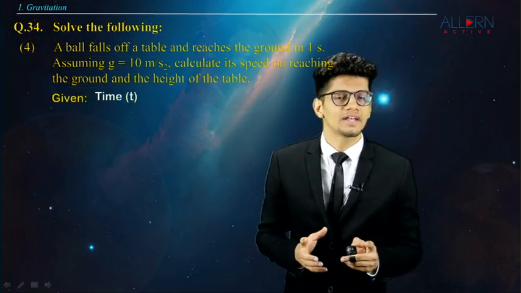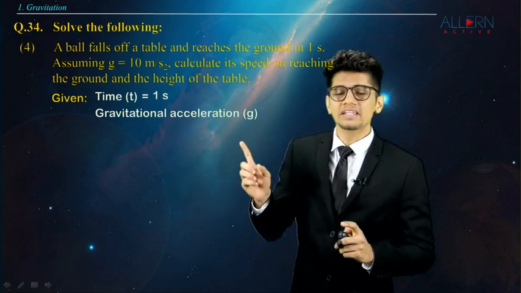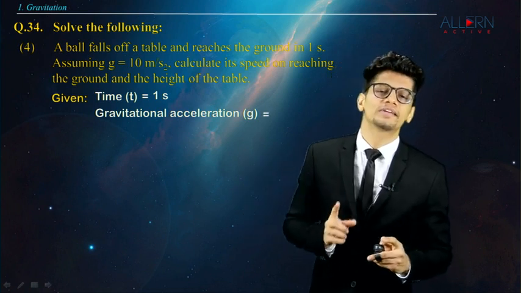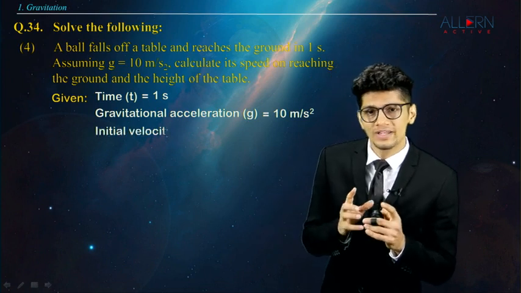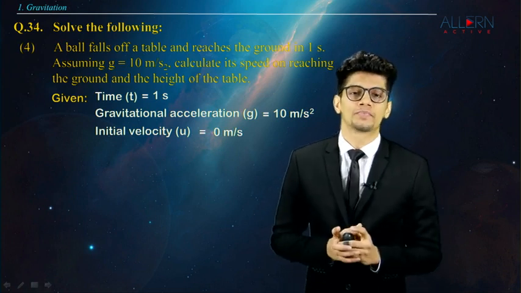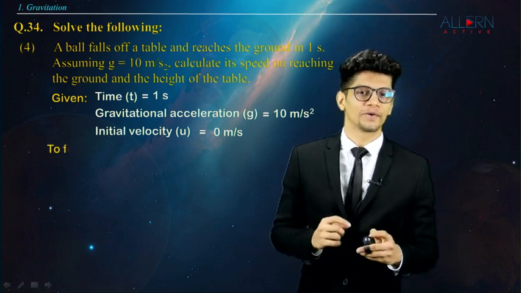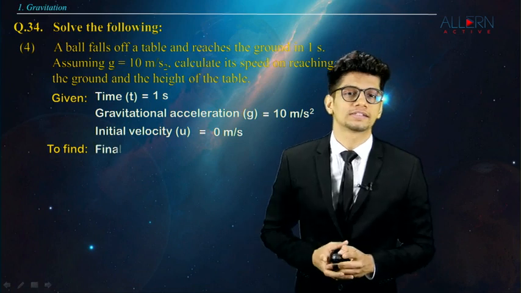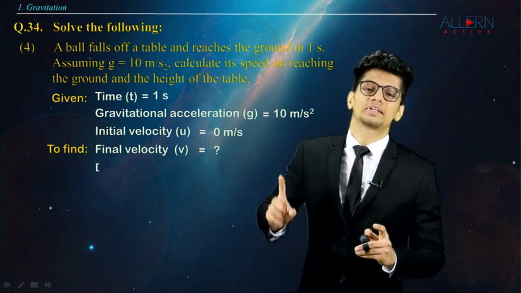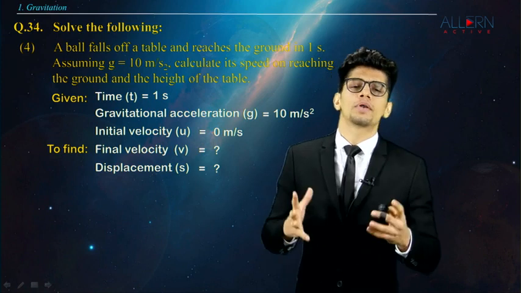So what do we have in the given data? First of all, we have the value of time that is equal to 1 second. Acceleration due to gravity denoted by small letter g is equal to 10 meters per second square. We also know the value of the initial velocity that is equal to 0 since the ball is moving in the downward direction. Obviously this is not given in the question, but we have to think about it and then write in the given data. What do we have to find? We have to find two things. First is the final velocity denoted by small letter v, and finally height, that is nothing but the displacement denoted by small letter s.